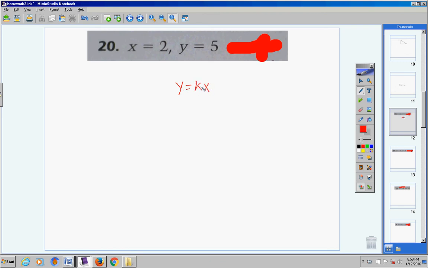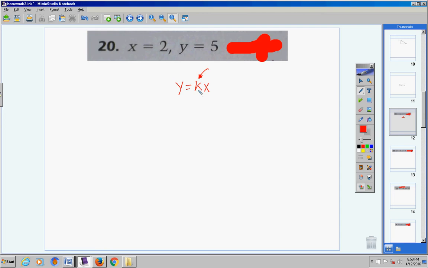It says that x and y vary directly, and they want you to write an equation that relates the variables. So here we go. For numbers 20 through 25, they are all direct variation, so we're going to use this model here. Anytime you're asked to write a direct variation equation, you're going to have to find k first. Well, first of all, actually, you have to make sure you have the correct model. Now we have the right model because these numbers are direct variation.